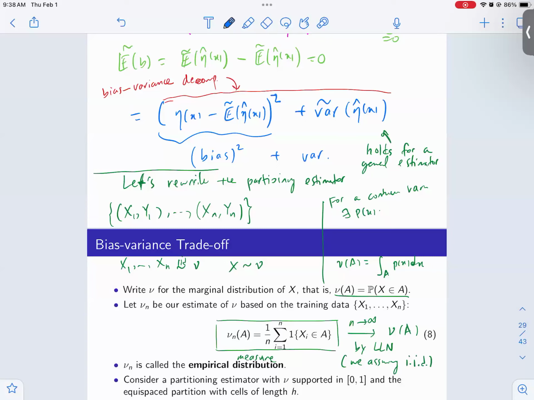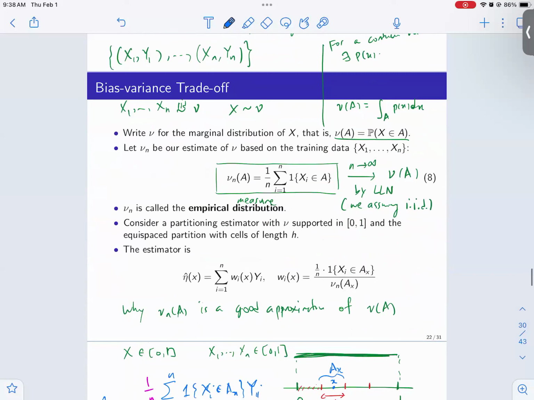We wanted to compute this for the partitioning estimator, so we introduced some notation. There's this empirical distribution, or empirical measure, of the X's. By the law of large numbers, we argued that this converges to the true distribution, which is this probability measure. The probability that X belongs to any set is the definition of the distribution: a set function that assigns this probability to every set.